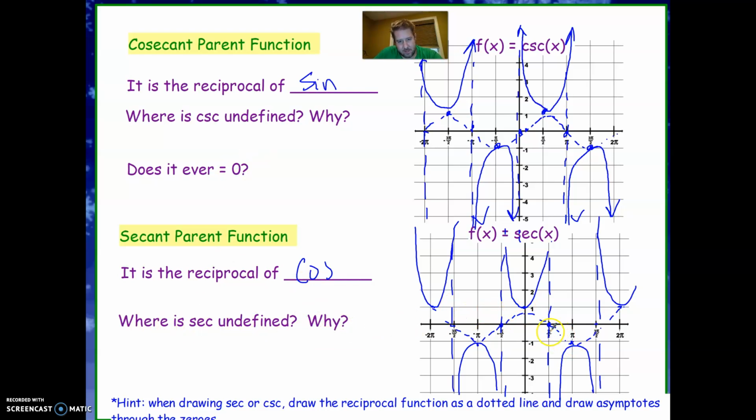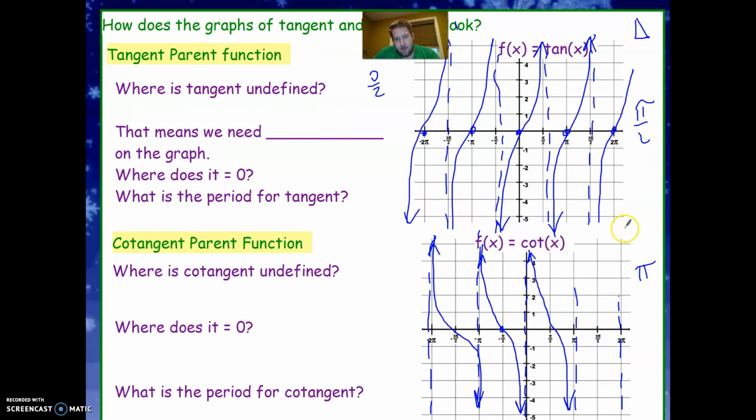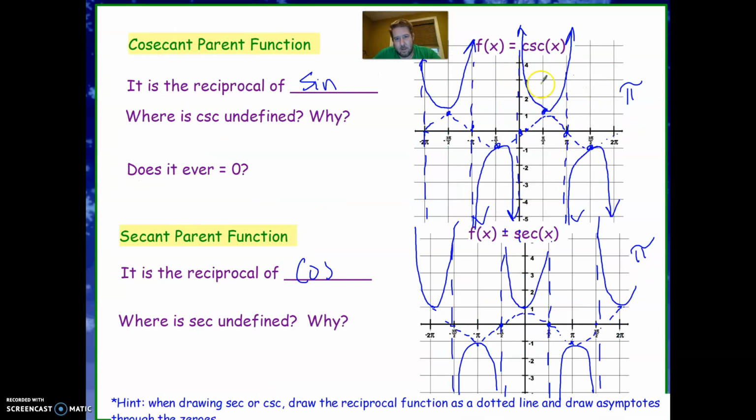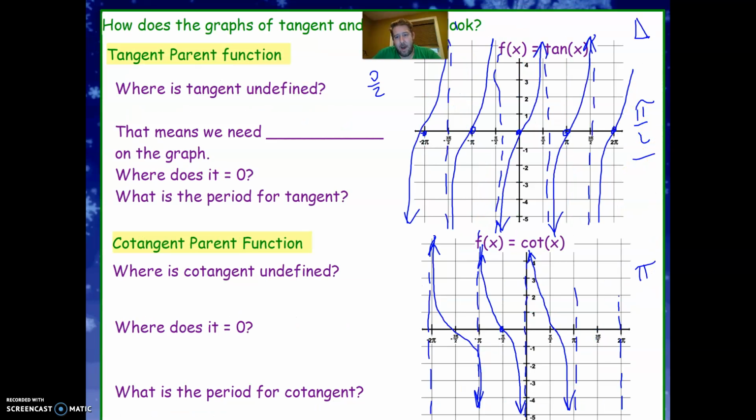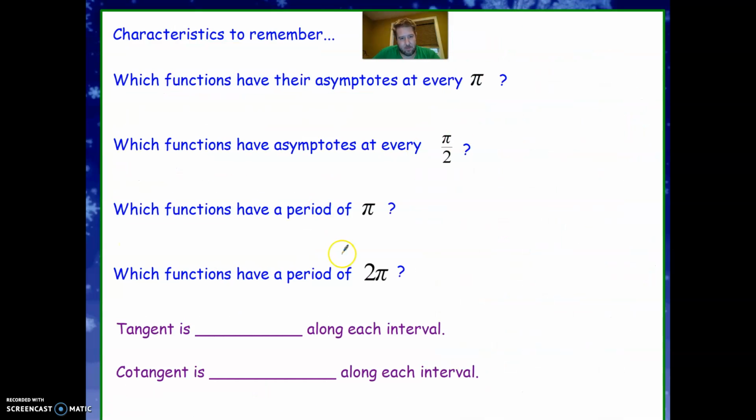All right, I think I answered all these questions, actually. Secant is undefined every pi over 2, and cosecant is undefined every pi amount of times, which matches back here. Remember, cotangent and cosecant are both every pi, and tangent and secant are every pi over 2. They're undefined, which is going to be one of the answers right here. Which functions have asymptotes at every pi over 2? So every pi was the cotangent and cosecant, and every pi over 2 would be tangent and secant.